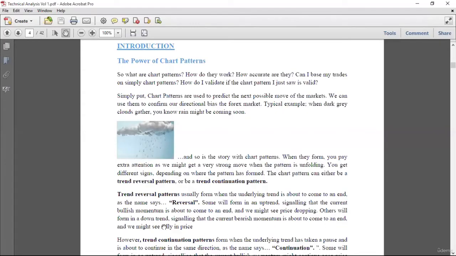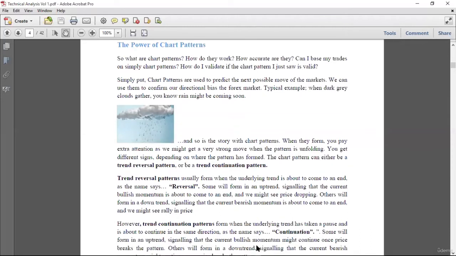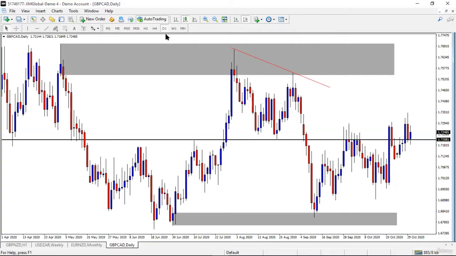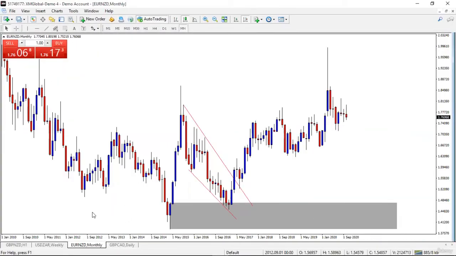Others will form in a downtrend, signaling that the current bearish momentum is about to come to an end. We might see a rally in price. So there is another example where the pattern will form in a downtrend.